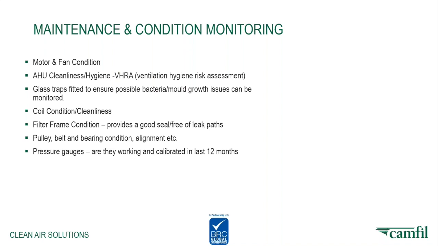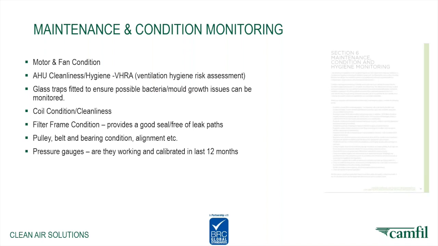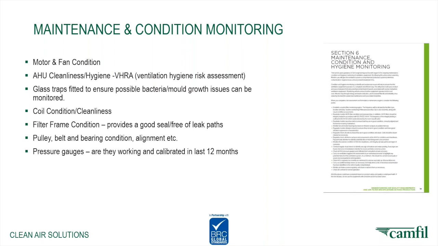Pulley and belt alignment and bearing conditions are of vital importance for the efficient running of your air handling unit. Probably one of the most important is the pressure gauges. We need to check: are they working and calibrated within the last 12 months? The most efficient time to change filters is basing it on pressure, not time. Having these pressure gauges calibrated and regularly inspected gives us the visibility on how the filters are performing and when they should be changed. As we can see from section 6 within the document, we have referenced these topics and many more that give clear guidance on what needs to be done to maintain the air handling units.